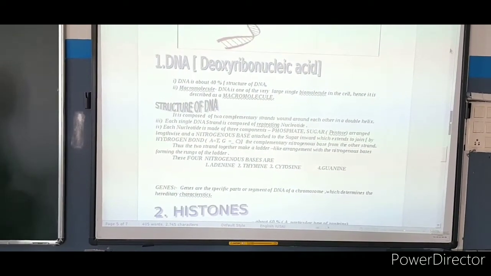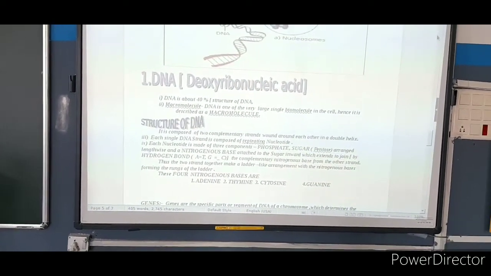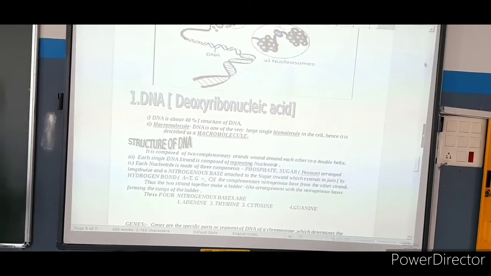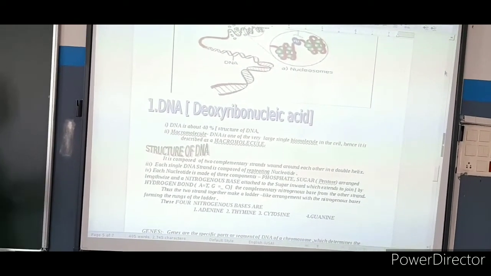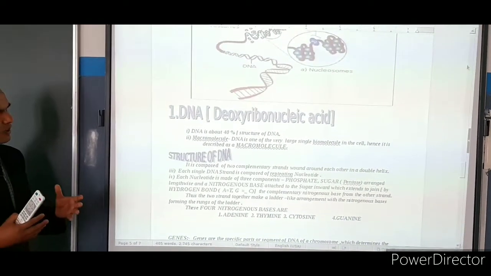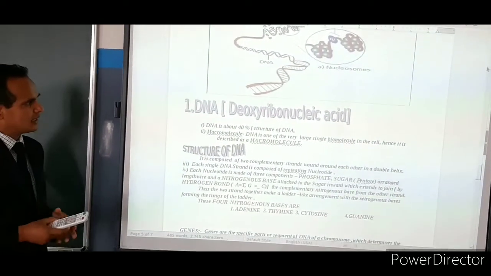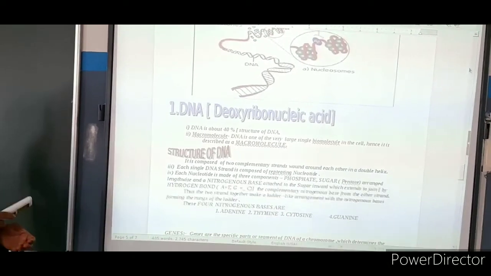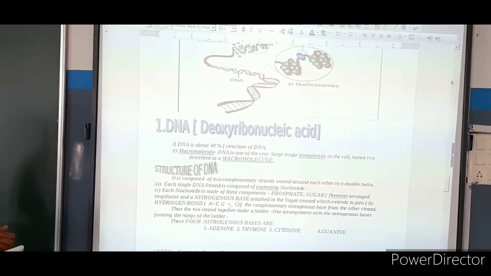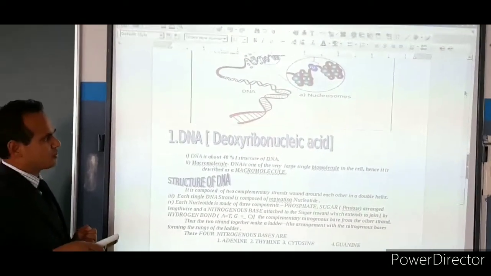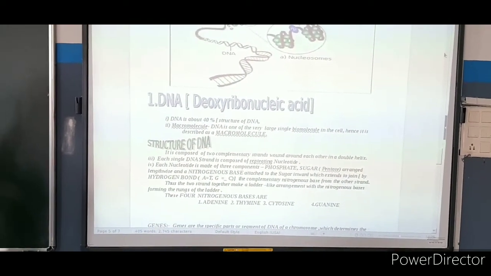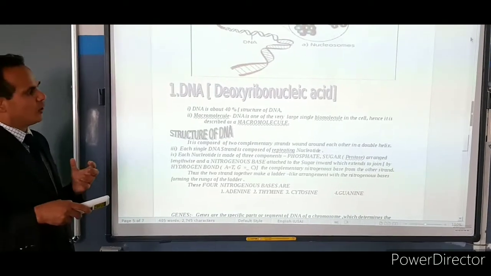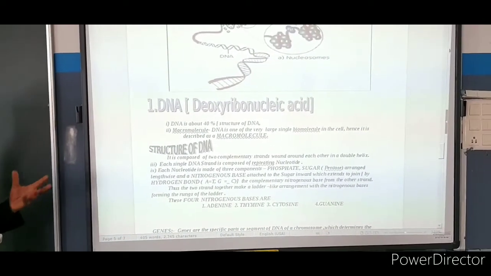Now, when you see the DNA, look here, this is the DNA. The DNA is one of the largest molecules found in the cell. Since it is one of the largest molecules, we call it a macromolecule. You will come across this term in the classes, macromolecule. DNA is one of the very large single biomolecules, that's why it is called a macromolecule.